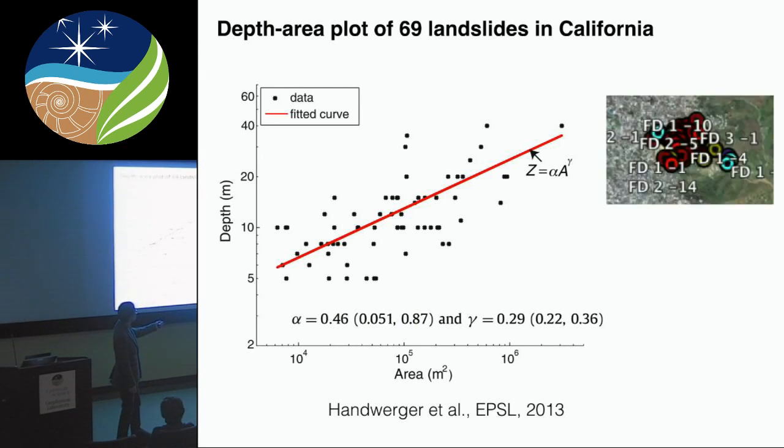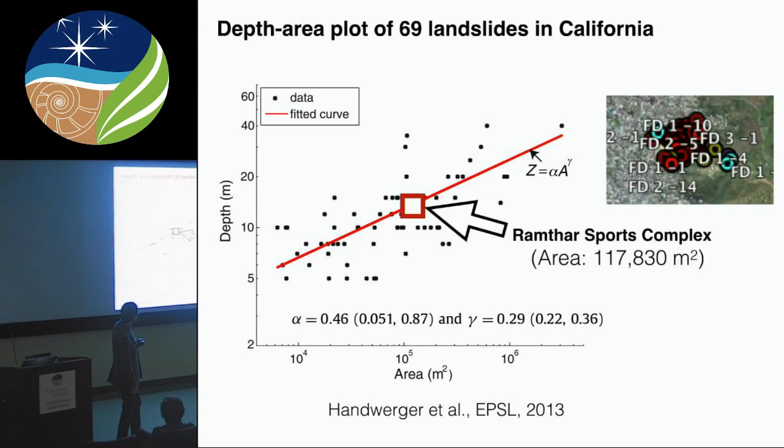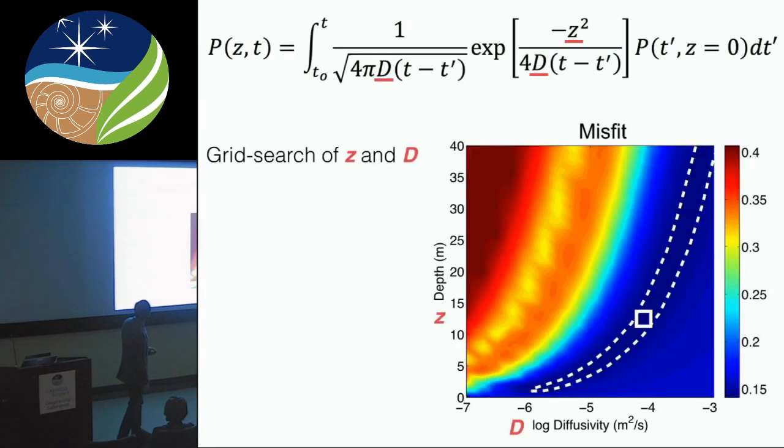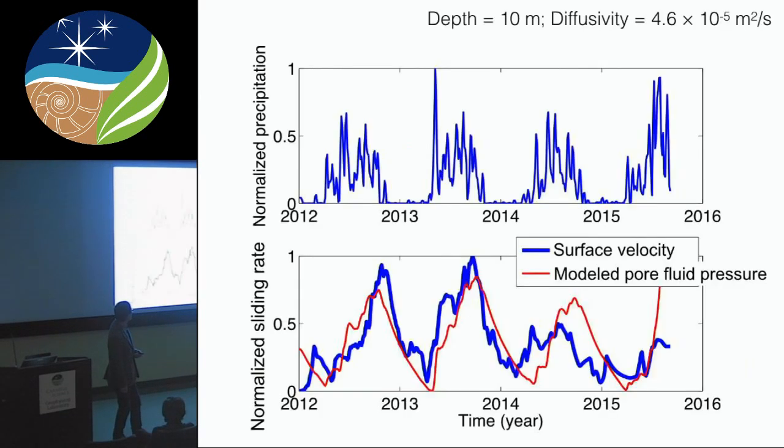Because we know the area of this landslide, we can just take the area and then estimate the depth. By doing that, we can fix the depth here, and then we will know the diffusivity is roughly 10 to the -4 meters squared per second. By applying that parameter, then we can start to predict the landslide behavior. So taking this precipitation as our input, the red curve here will be our model porphyry pressure, and that is a scenario where we can fit the observation the best.